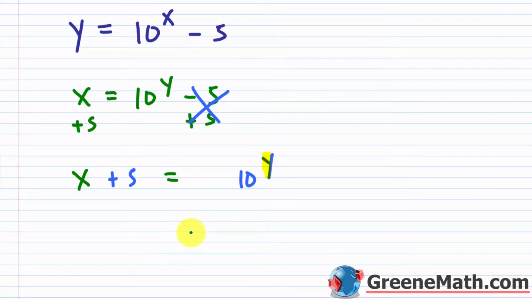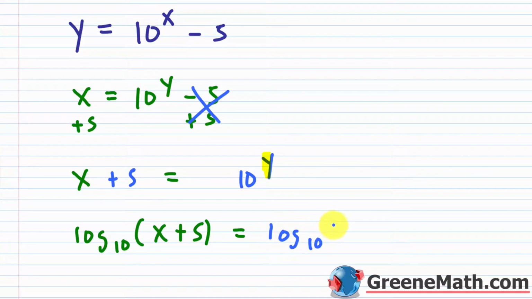So to get rid of that, again, I'm just going to use a log with a base of 10. And in the next lesson, we'll learn this is the common log, so I can just write log. But for right now, I'm going to go log base 10. So I'm going to go log base 10 of this left side, so x plus 5, is equal to the log base 10 of 10 raised to the power of y.